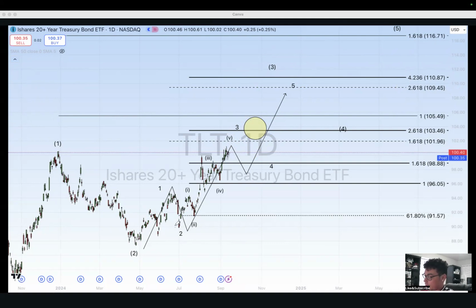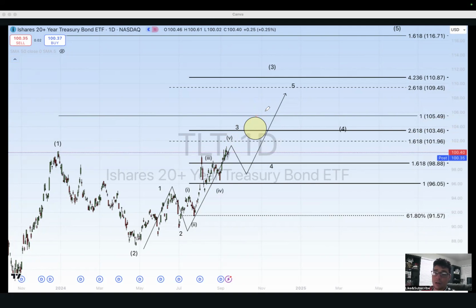We came up, we retraced right here to the 61.8. We bounced exactly off of there, the support level. We came up, hit wave 3 targets, got the wave 4 pullback down. And now we're in wave 5 of this 3 right now. And these wave 5 targets, and this is basically for the Fed rate cut cycle, these are my price targets, right around 101.96, 103.46 and 105.49. This is where I think TLT can get to if the Fed cuts rates.